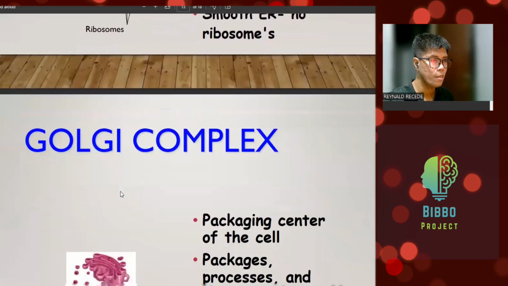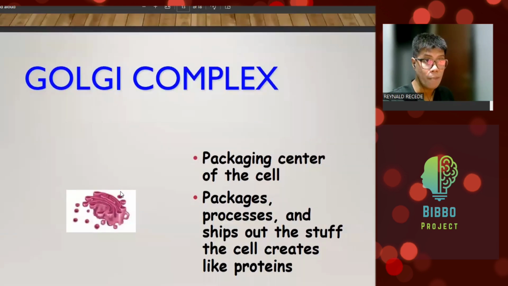Okay? Then you also have the Golgi complex. Tinatawag din na Golgi apparatus, both are correct. It's the packaging center of the cell. It packages, processes, and ships out the stuff the cell creates, like proteins. The packaging of a certain protein is very important because it helps determine its destination. Okay?